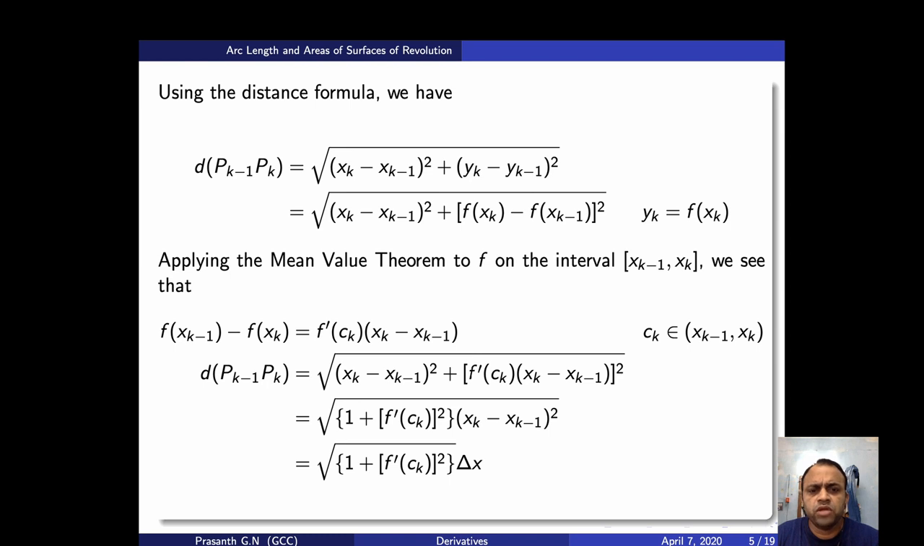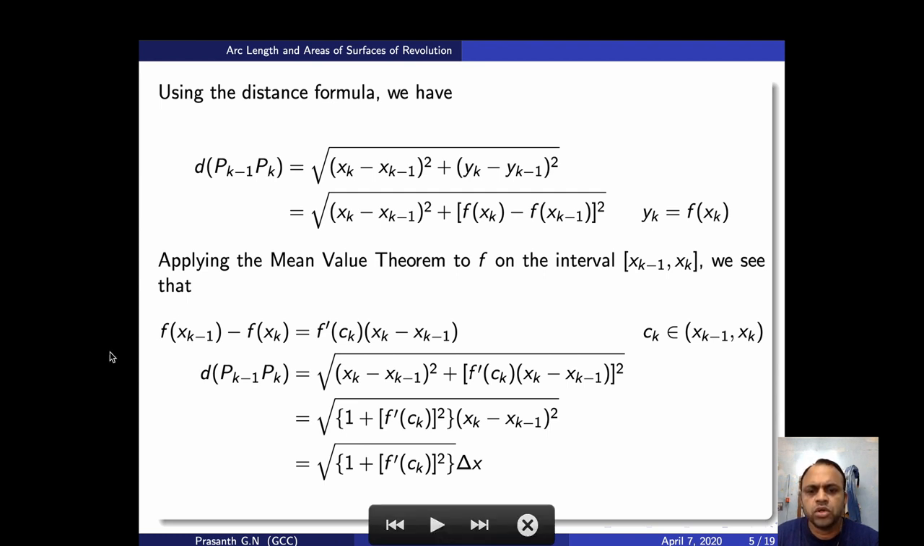We will apply the mean value theorem for f on the interval [x_{k-1}, x_k]. Because f is continuous, by the mean value theorem there will be some c_k in that closed interval [x_{k-1}, x_k] so that f(x_k) minus f(x_{k-1}) is equal to f dash of c_k into (x_k - x_{k-1}). So the distance p_{k-1}p_k is the square root of (x_k - x_{k-1}) square plus (f dash of c_k into (x_k - x_{k-1})) whole square.